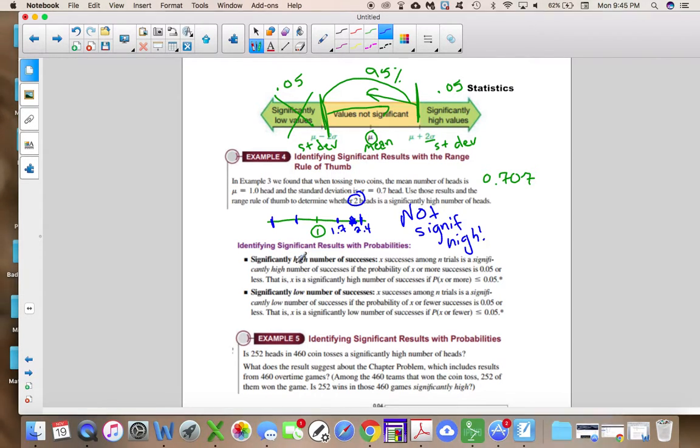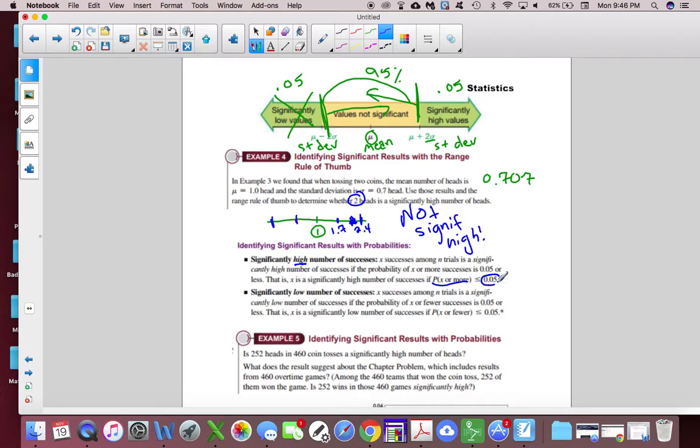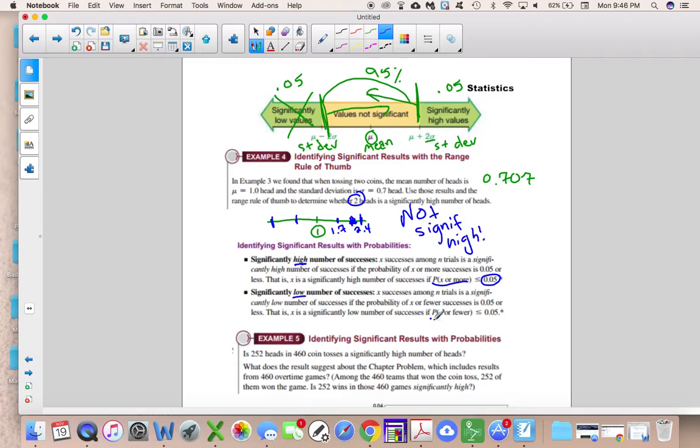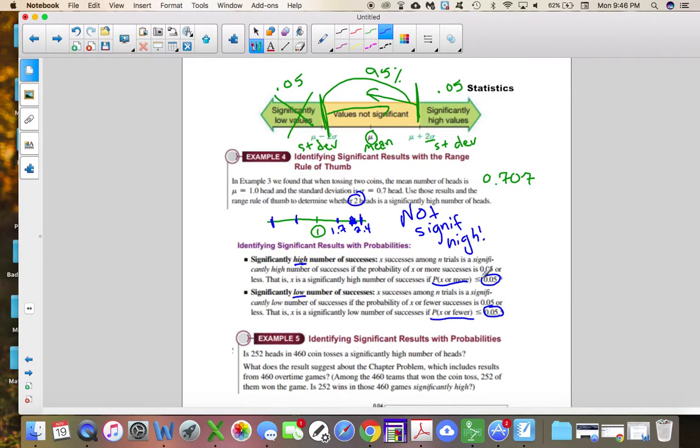Significantly high numbers, as I said up here, are anything where the probability of that happening is less than 5% of the time. A significantly low number is the same thing: the probability of that happening is less than 5% of the time. So same scenario here. This happens less than 5% of the time, and this happens less than 5% of the time. That's really like, wow, I can't believe I got this to happen. Significant values happen less than 5% of the time.